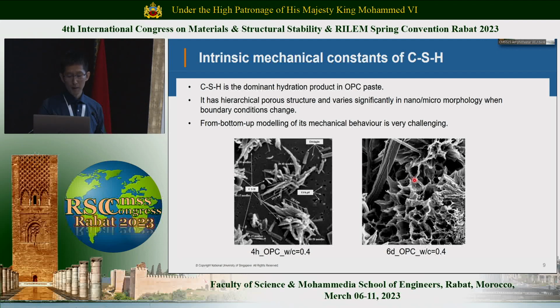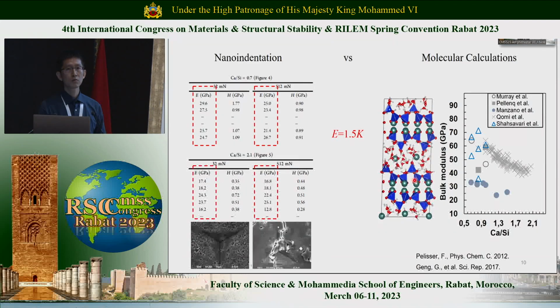We know a lot about the microstructure, but we still don't know enough about the mechanical property of CSH, particularly at a very small scale. So people do nano indentation, and they use a very small indenter to create an indent on the CSH to understand how stiff it is. But if you look at the results, oftentimes you have very scattered results, with a stiffness ranging from about 10 gigapascal to 30 gigapascal. This is a very large variation.